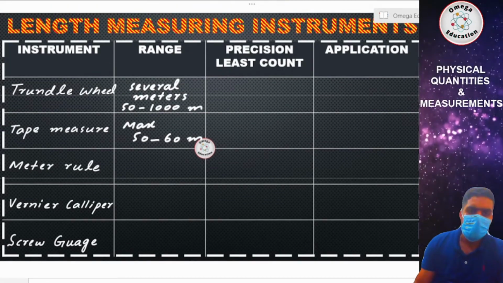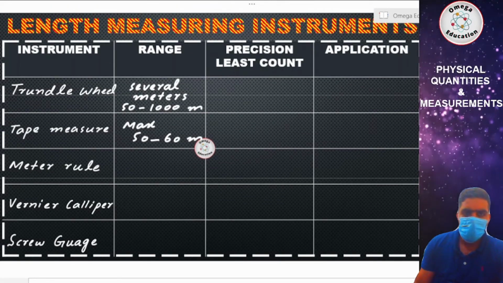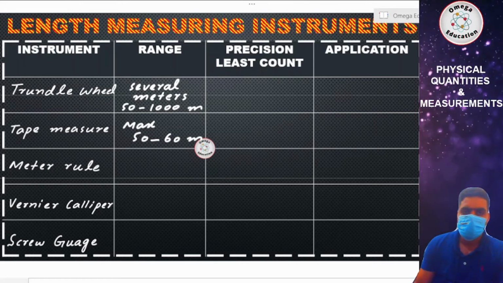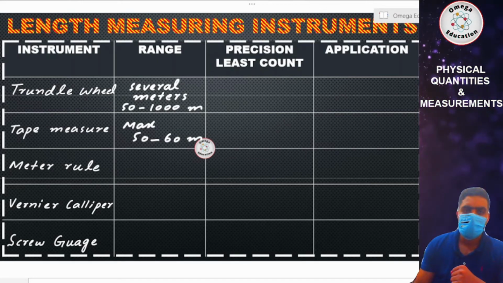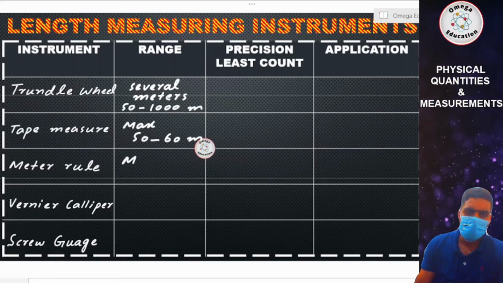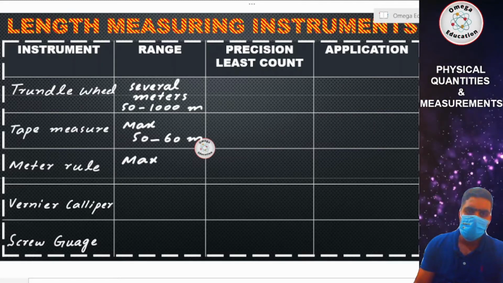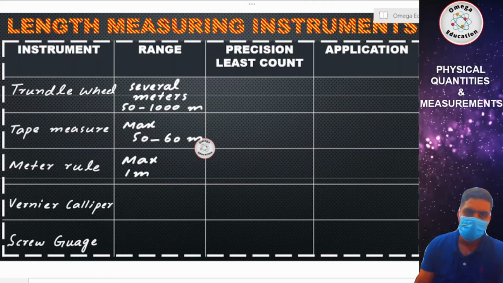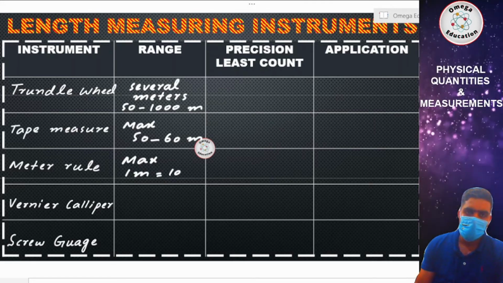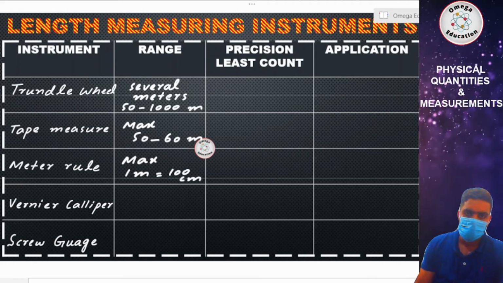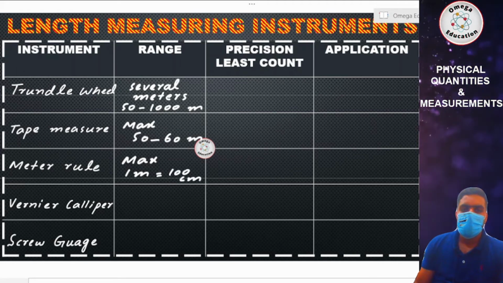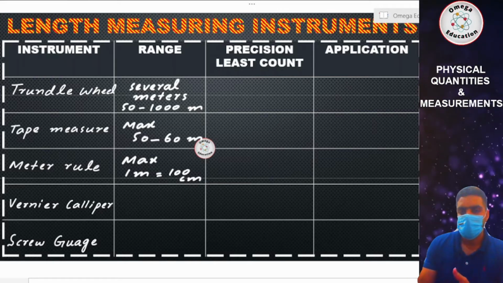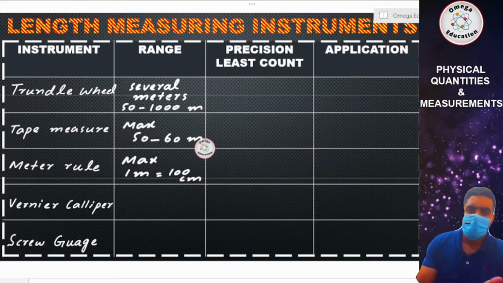The next one that we have is the meter rule, that we generally use in our science labs as well, and it is used to measure objects that are a maximum of 1 meter, that is equivalent to 100 centimeters. So anything that is within the 100 centimeter mark can be measured by using the meter rule.